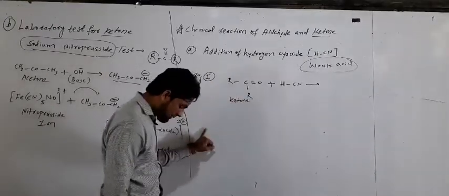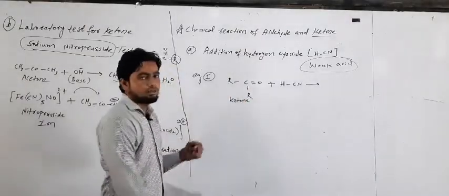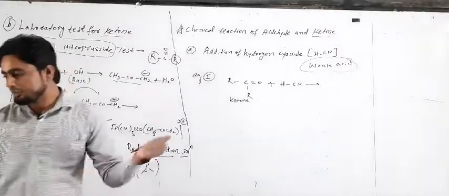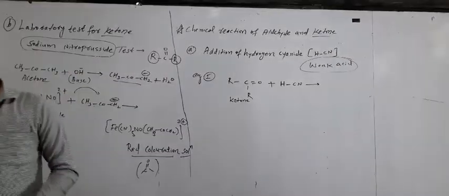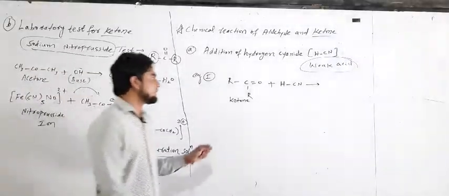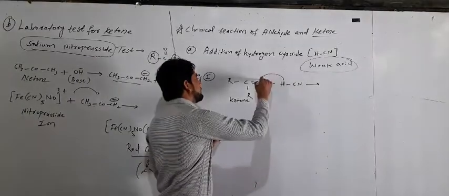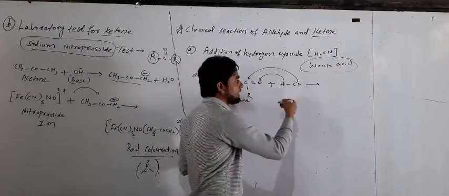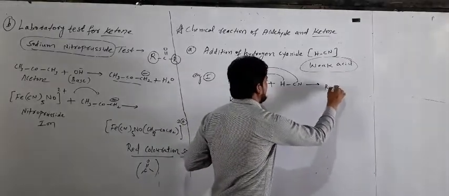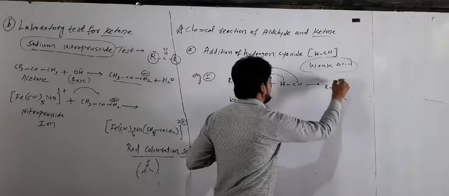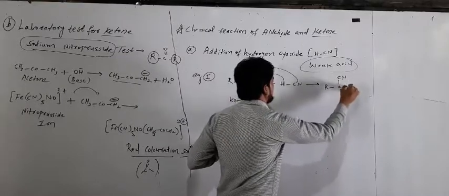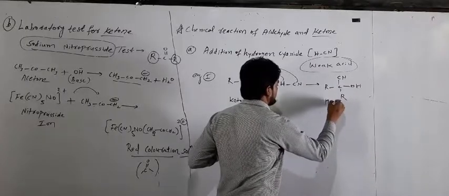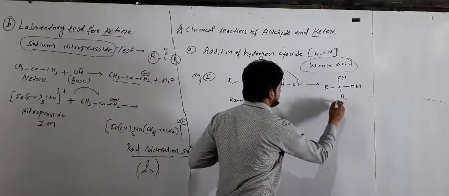So when a ketone reacts with HCN, it forms a cyanohydrin compound. What do we get? This reaction indicates that the hydrogen is shifted toward this oxygen and CN is attached to the upper side of the carbon. So R as it is, C as it is, R also as it is, and it contains the CN group attached here. It is called the cyanohydrin.